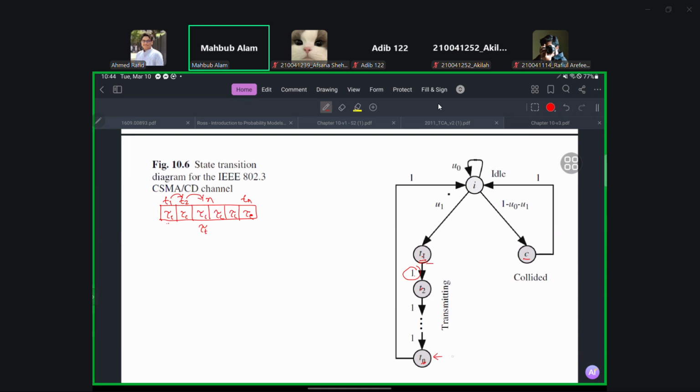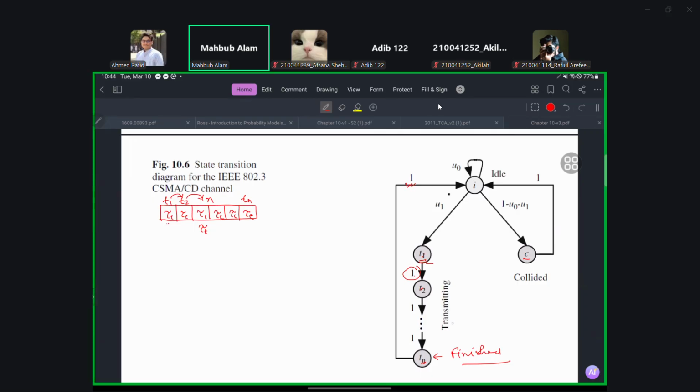At Tn, we have the transmission finished. Since the transmission will be finished, the state of the Markov chain with the probability 1 will go to state I, which is the idle state. So if we summarize, we have three states.